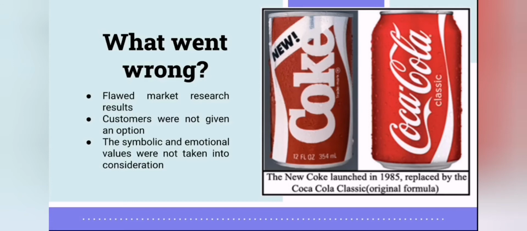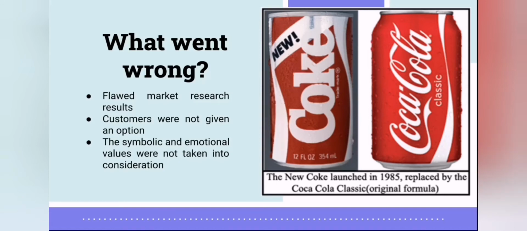Eventually, the company reintroduced the original formula as Coke Classic, or the original Coke, tried to market the two products, and ultimately, new Coke was withdrawn from the market. So, what went wrong here is that there are actually two things that stand out. The first one was there was a flaw in the market research. Okay, they depended on the taste tests that were conducted.